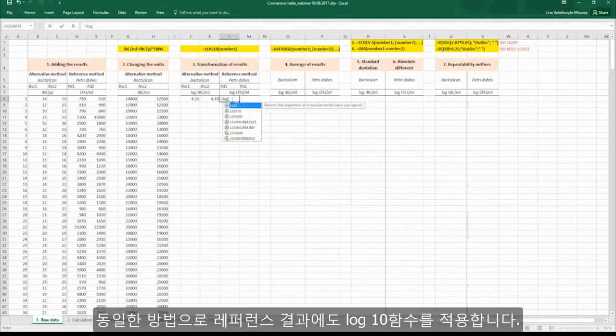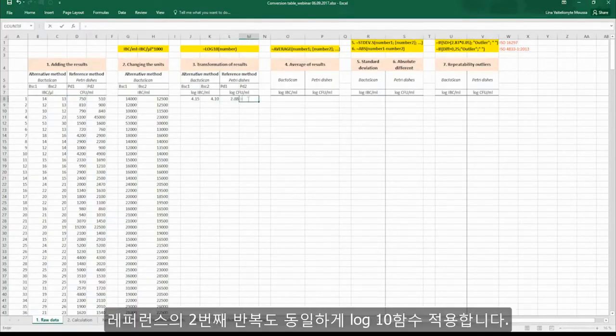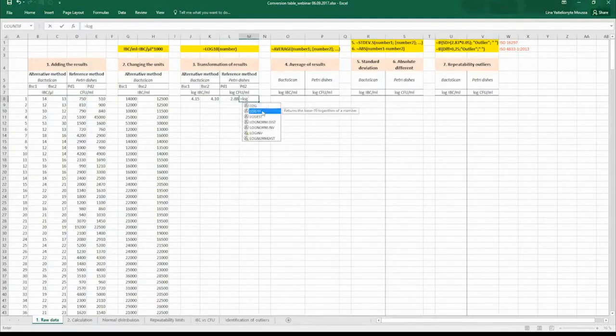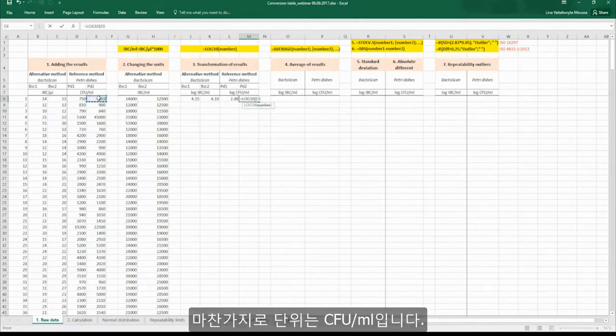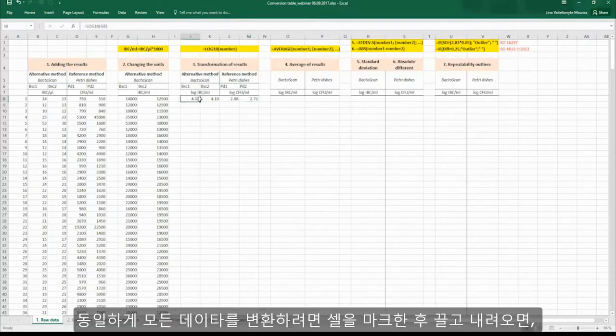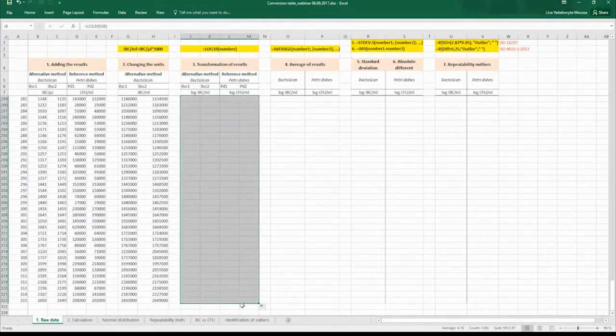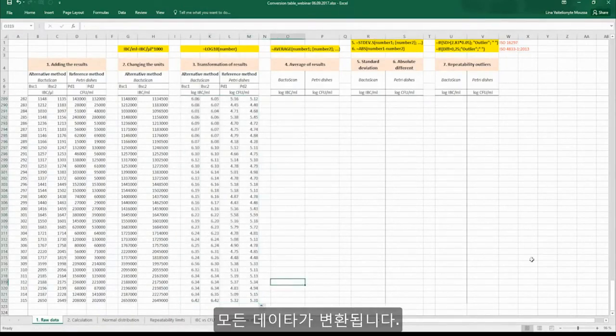And the same we do with the reference method data, logarithmic 10, CFU per milliliter, and the second replicate, CFU per milliliter. Now we have the first pair of samples from BactoScan and BacsoMatic transformed to logarithmic unit. To transform all data, mark the cells and drag it down. And here you are.